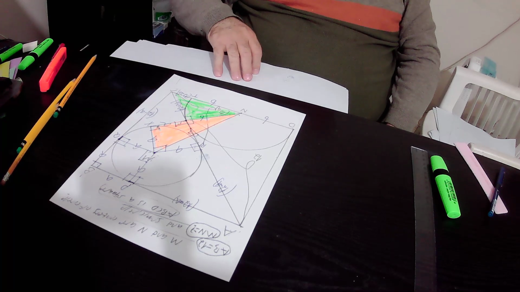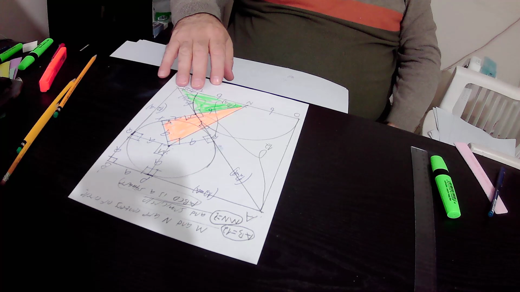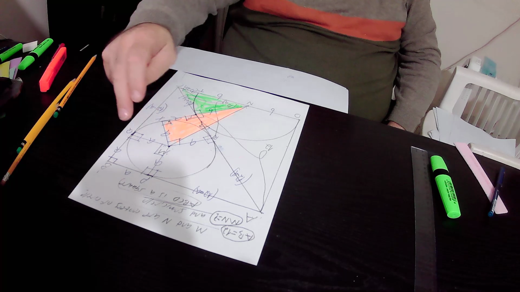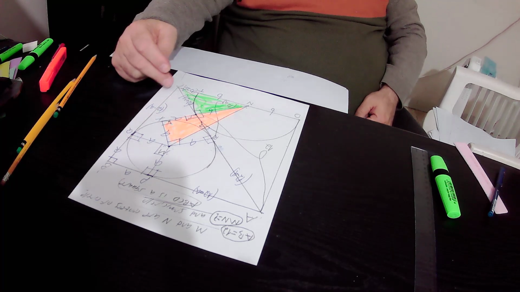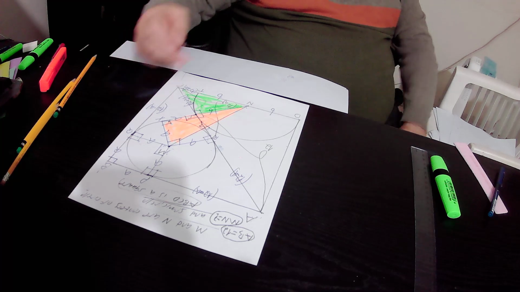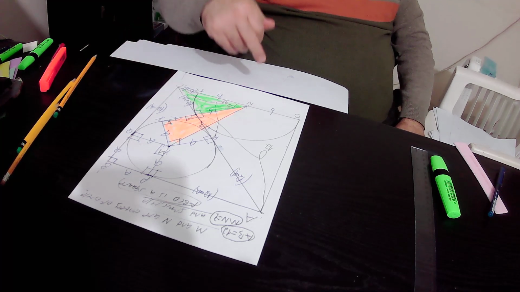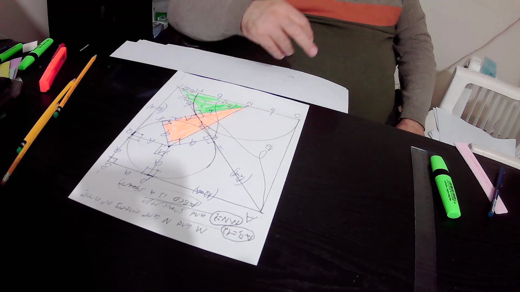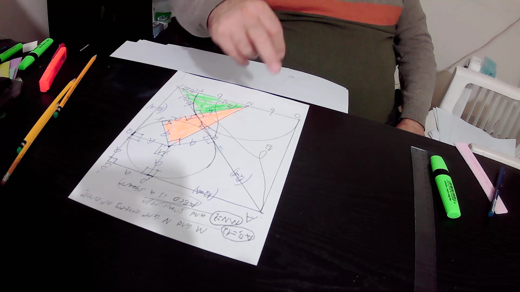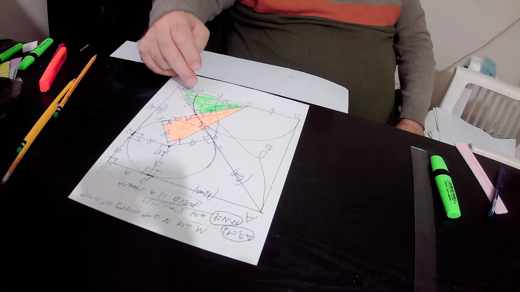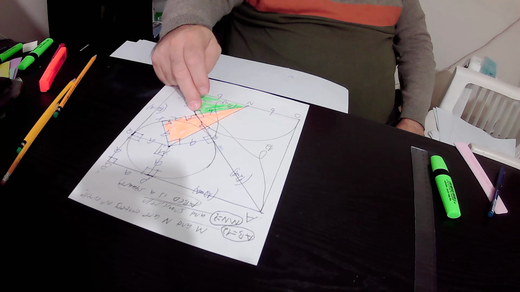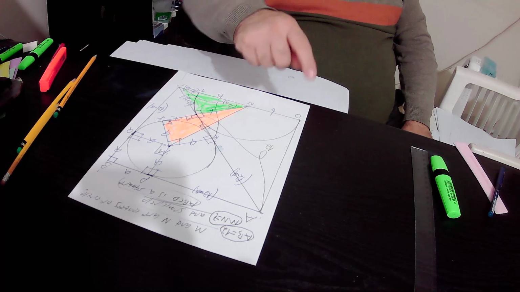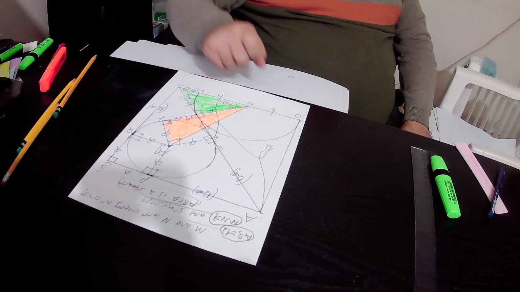So first of all, we defined the point of tangency of tangent AB with the circle as point P. We defined the point of tangency of tangent BC with this circle as point Q. We defined the point of tangency of tangent AC with this circle as point R. We also defined the point of tangency of tangent AC with this semicircle as point S, and we defined the touching point of the semicircle with DC as point T.